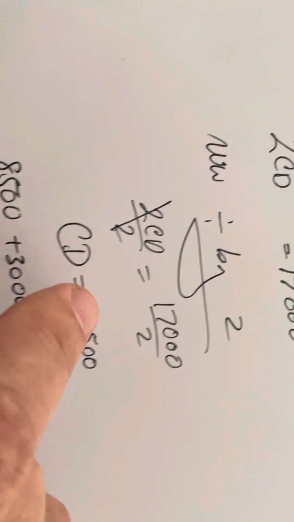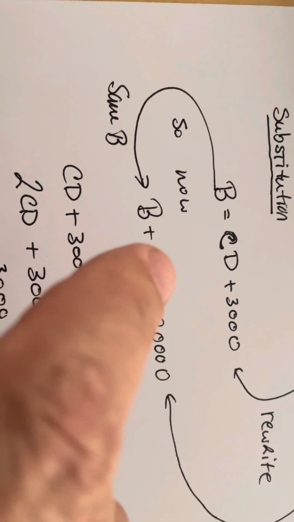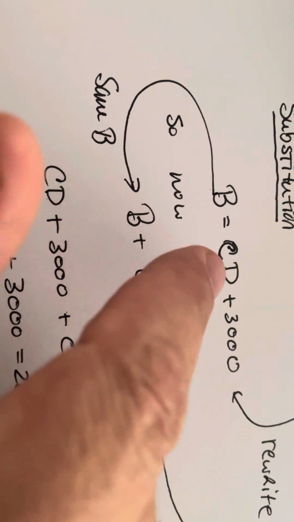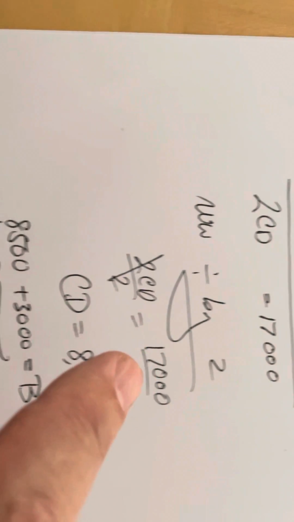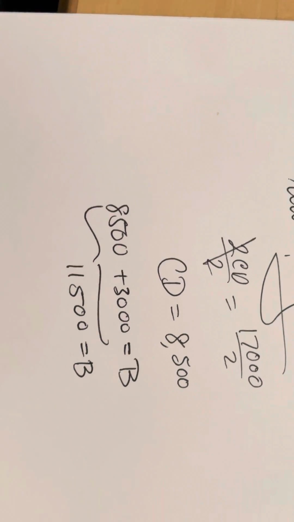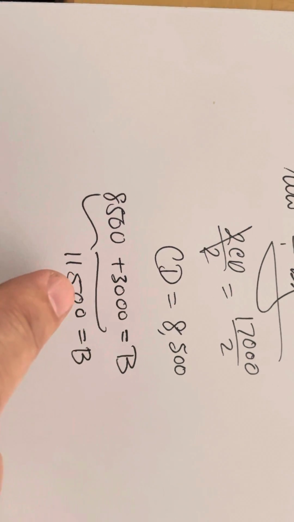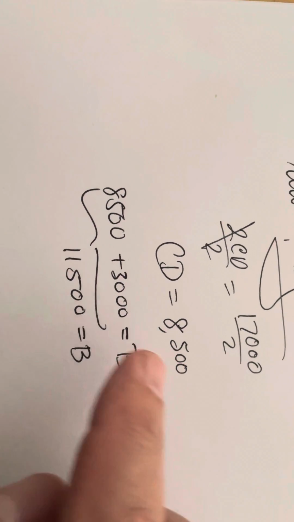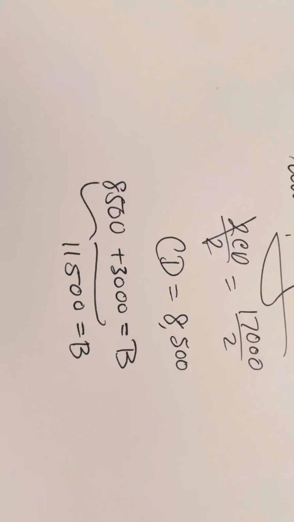We're going to take this back to our equation up here, plug in the 8,500 here, and we find out that the amount that's being invested in bonds is 11,500. And so those two values will add up to 20,000, so we've met our criteria.